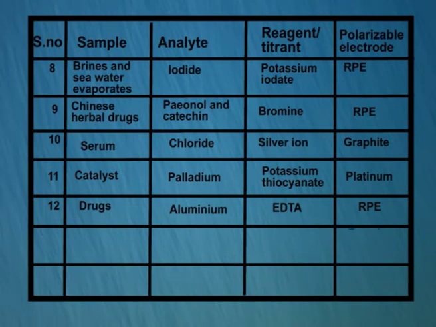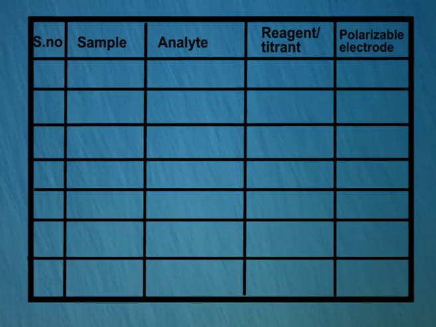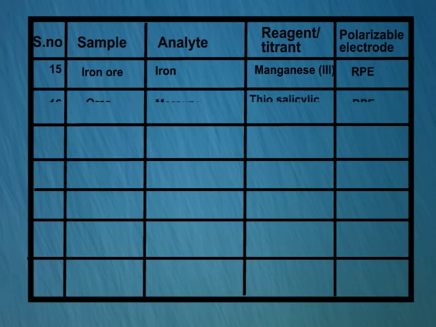Thirteenth, sample is quartz glasses. Analyte is vanadium. Reagent is EDTA and electrode is rotating graphite. Fourteenth, sample is nuclear fuels. Analyte is uranium. Reagent is Mohr's salt and electrode is RPE. Fifteenth, sample is iron ore. Analyte is iron. Reagent is manganese 3 and electrode is RPE. Sixteenth, sample is ores. Analyte is mercury. Reagent is thiosalicylic acid and electrode is RPE.